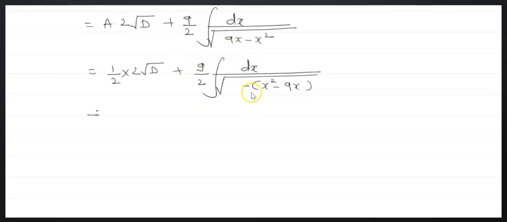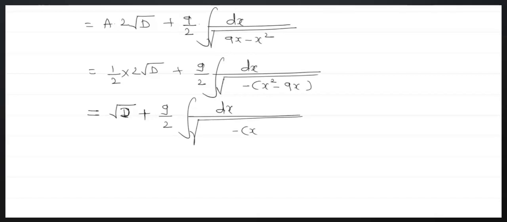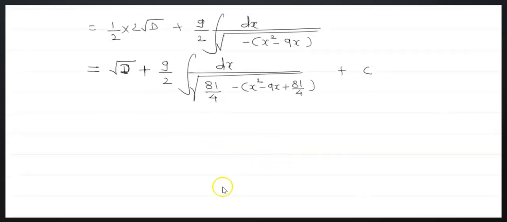Take the minus sign common. That is minus, x square minus 9x. What is the second term? Second term is 9 by 2. Add 9 by 2 square, subtract 9 by 2 square. This is I is equals to root d plus 9 by 2 integral dx upon root of x square minus 9x. 9 by 2 square means what? 81 upon 4, and here is 81 upon 4, and it is of the sine inverse form.